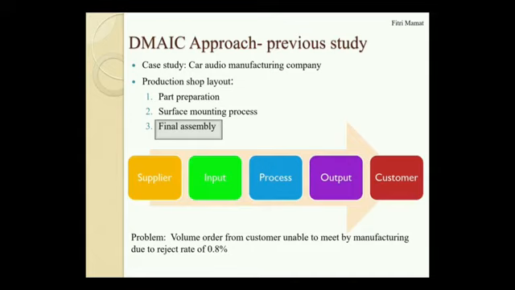The CPOC diagram is used to study the impact of the problem on 3 parties, which are supplier, in-house production, and customer. The problem faced by this company is that the volume order from the customer is unable to be met by manufacturing due to a reject rate of 0.8%.